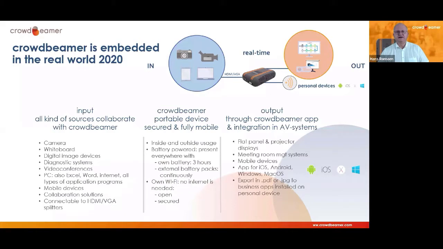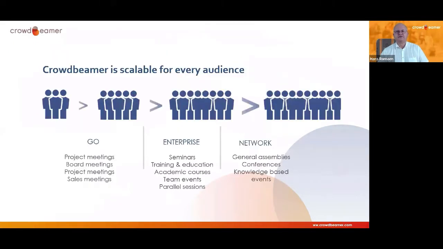The Crowdbeamer device is really a portable device with its 1 pound weight. Crowdbeamer is ready to use inside and outside. Crowdbeamer is battery powered and connectable to external battery packs. You can present everywhere as Crowdbeamer has its own Wi-Fi that can be open or secured. You don't need internet access. Crowdbeamer is scalable for every audience, from a very small group to large audiences.